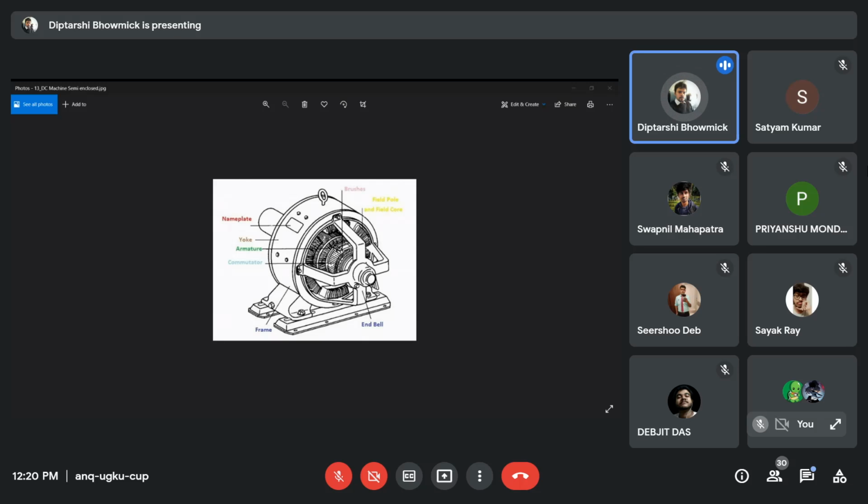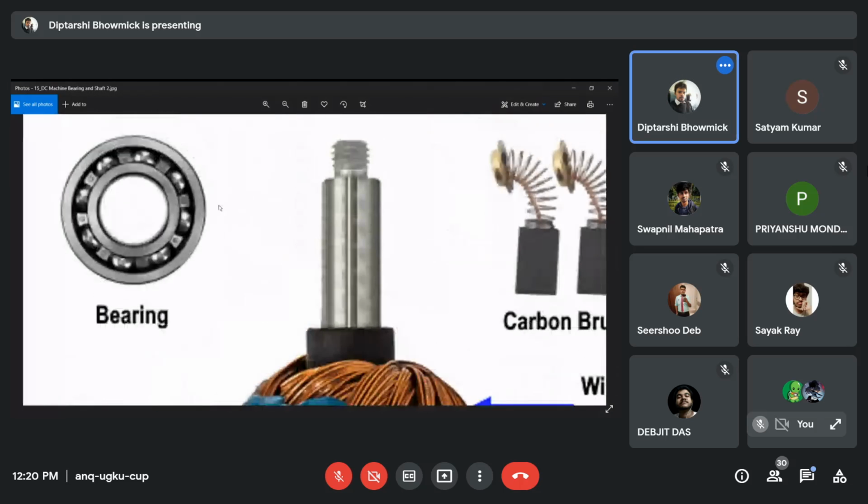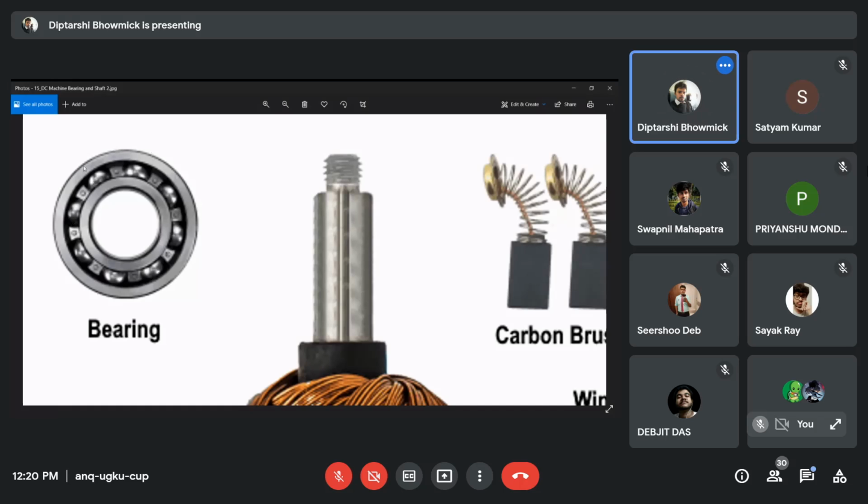We know the ball bearing because ball bearings are everywhere, in the cycle, in the motorcycle, in every household thing where a rotating part is there. Ball bearing actually supports the rotor. It consists of two parts, actually three parts. See, these are the bearings. One is the outer part, one is the inner part, and in between this outer and inner part there are the balls.